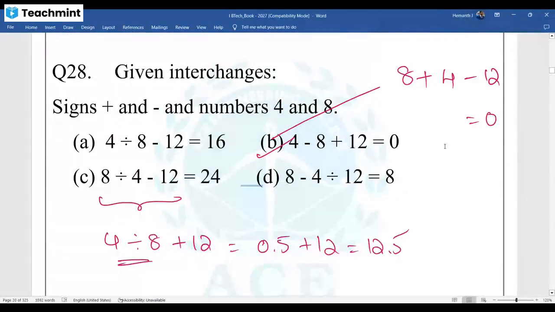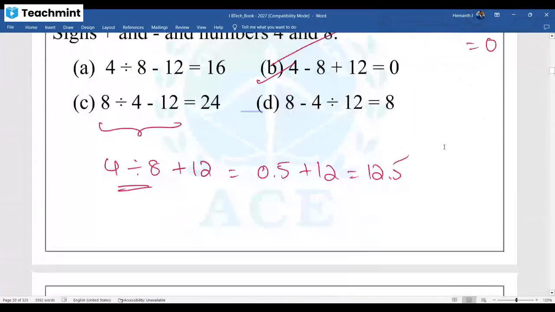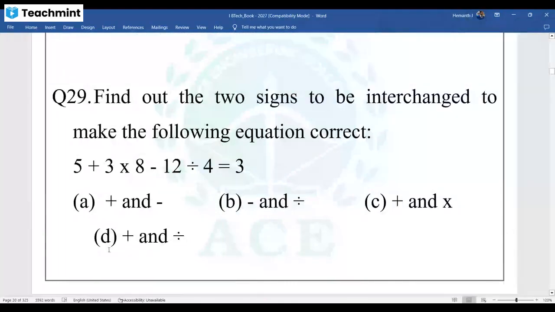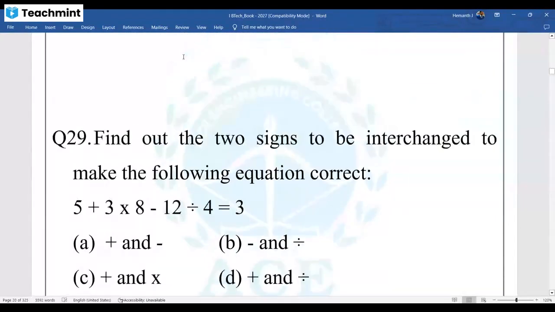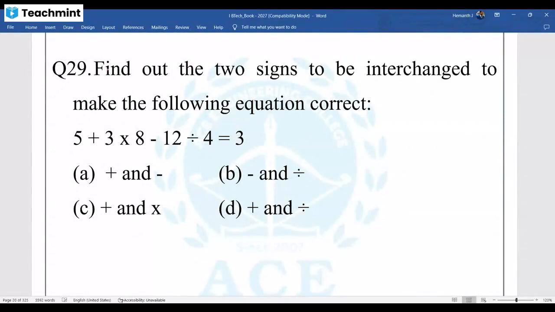Next, 29th question: you need to suggest the interchange so that the equation is correct. What interchange do you need to do in this equation so that the final result is equal to 3? Good question. In the previous question they gave an interchange. Here you need to suggest the interchange so the result must be equal to 3 only. If you solve the equation directly, 5 plus 3 into 8, you don't get 3. So what interchange should be done so that the result is 3?